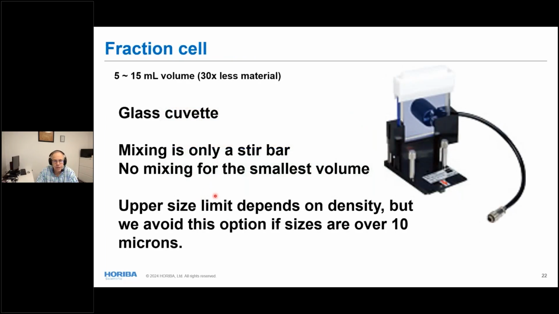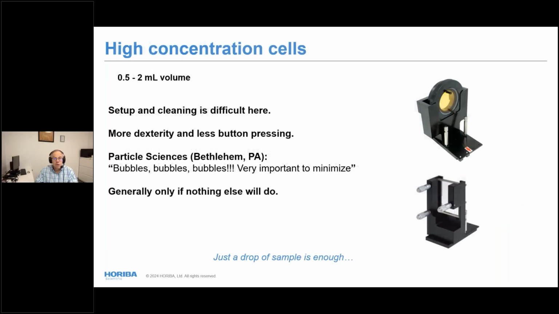So, closing comments on that. Upper size limit depends on density, but avoid it if you have sizes over 10 microns. That's something we're going to start keeping in mind as we're measuring samples and thinking about how to run it. We also have high concentration cells, and the volumes are very small, 1/2 to 2 mLs of total cell volume, which is nothing compared to a solid flow.